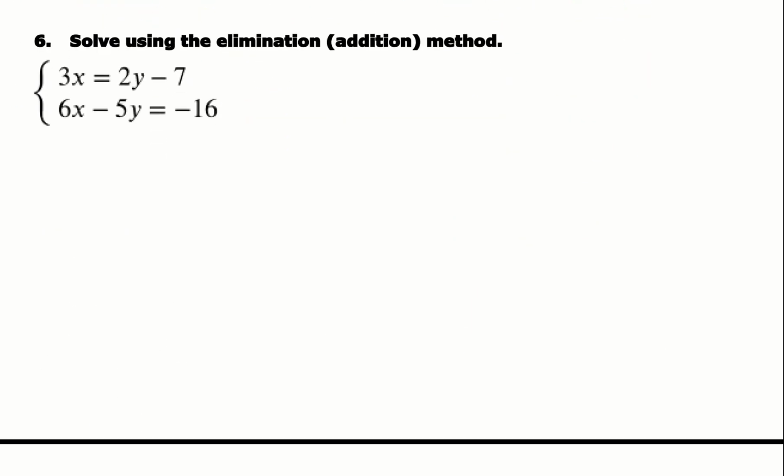Now, remember what I said earlier, to solve a system using the elimination method, you have to make sure you're in a form similar to the second equation. So the first thing we're going to do is put the first equation in that form as well, by moving the 2y to the left side, which means change the sign, so you get 3x minus 2y equals negative 7.